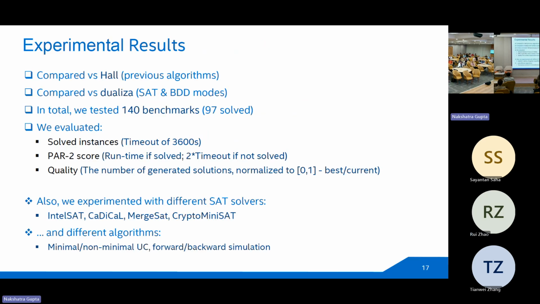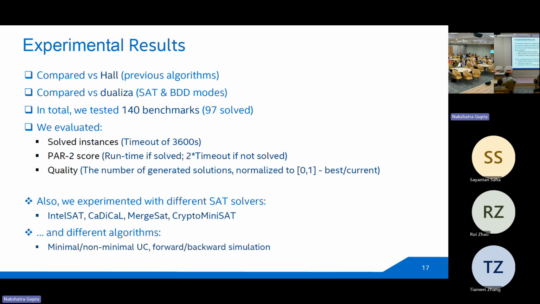So for our experiment, we compared our new algorithm against our previous algorithm of HOL, and we compared ourselves with Daoliza, which is a projected model counting tool that can also do all-SAT enumeration. In total, we have 140 benchmarks, and we evaluated 3 criteria: the number of solved instances when the timeout was 1 hour, the PAR-2 score in terms of runtime, so the runtime if the instance was solved, and a penalty of double the timeout if it was not solved, and quality. The quality here represents how compactly the algorithm managed to cover all the solutions.